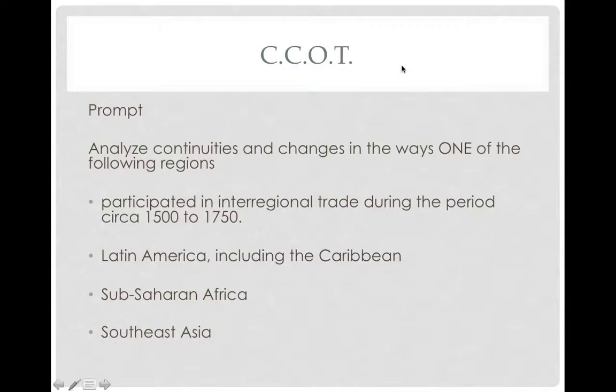The big thing though that you do is that you just answer the prompt. If it asks you to explain how trade changed from this date to this date in a certain period, make sure you answer how trade changed from this date to this date in that region. Don't talk about something else that's not related.